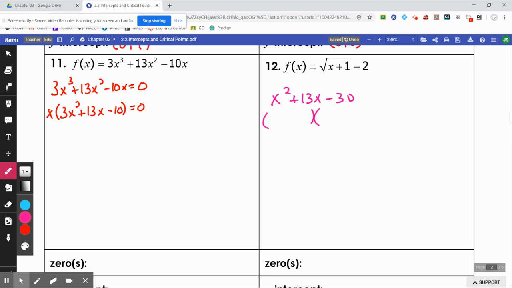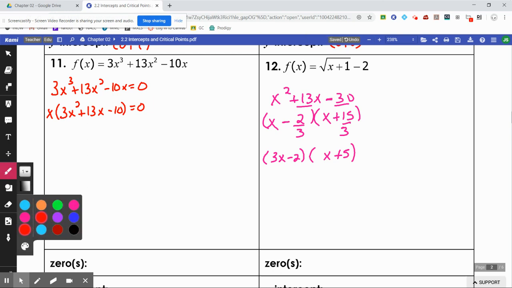Two sets of parentheses. Gives you x and x. What adds and multiplies would be a negative 3 and a negative 10. No, it wouldn't. Let's try that again, because that would give you a positive 30. We need a negative 30, so that has to be a negative and a positive. That'd be a positive 15 and a negative 2. We slipped the 3, so now let's divide by the 3. This will not divide, so slide it back to the front. It's 3x - 2, and this would be x + 5. So therefore, we now have this factored.